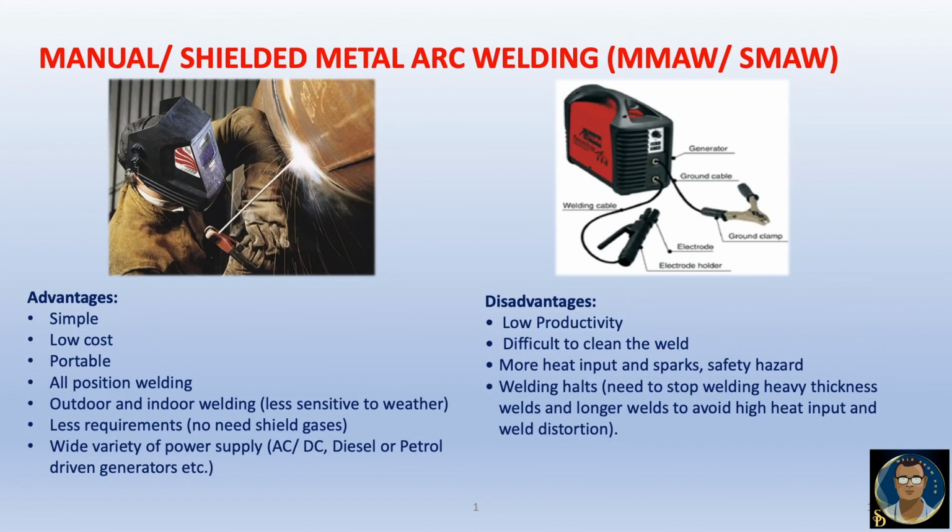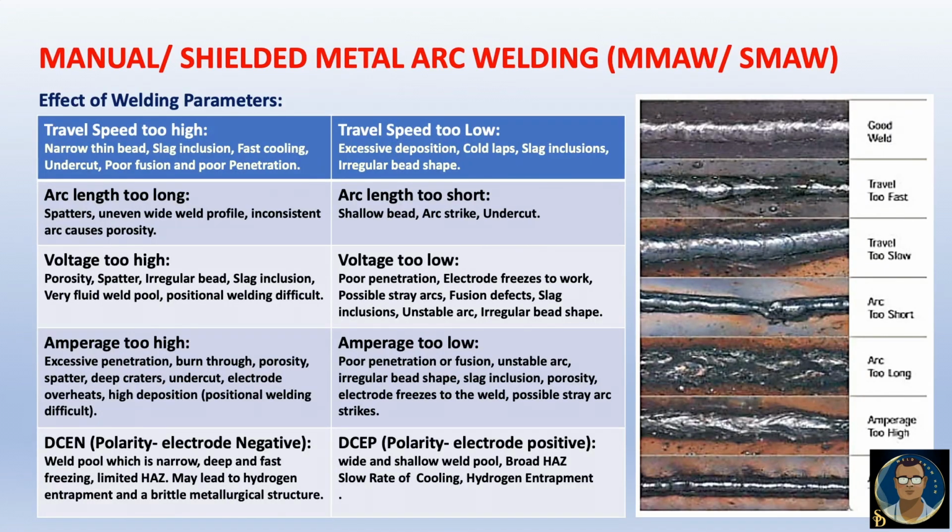That's why it is very popular. Disadvantage, you can say low productivity because this is manual, difficult to clean the weld, more heat input and sparks, so safety hazard. Welding halts if you are manually welding a heavy thickness or critical shape workpiece. We need to stop welding from time to time to avoid the weld distortion. Manual metal arc welding, MMAW and SMAW.